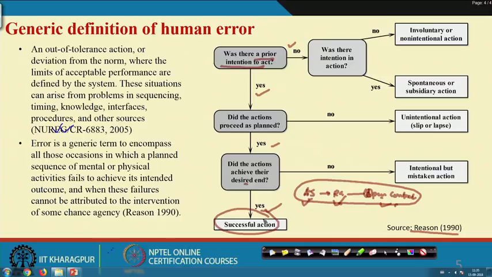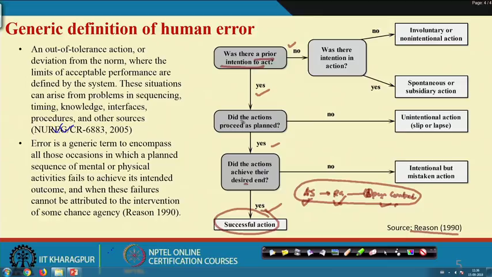But in between that successful operation and violation, there are human errors. What are those human errors? The plan is known, the plan is good, that means the intention is there, a prior intention for successful action. That is the case.